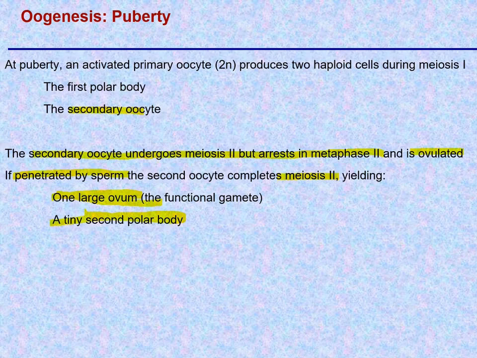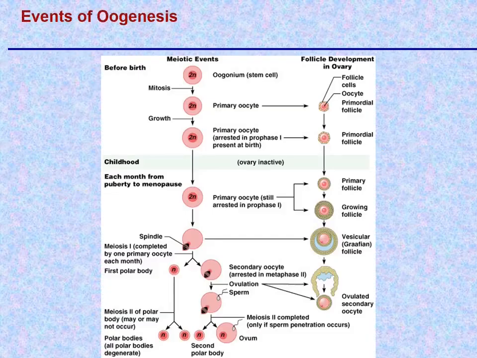So you actually have 3 polar bodies and the ovum. They're the 3 polar bodies and the ovum.